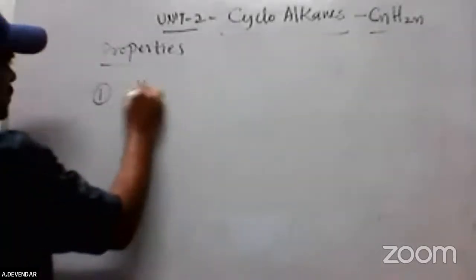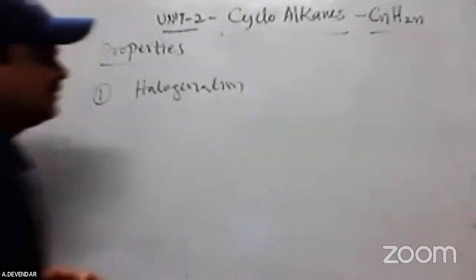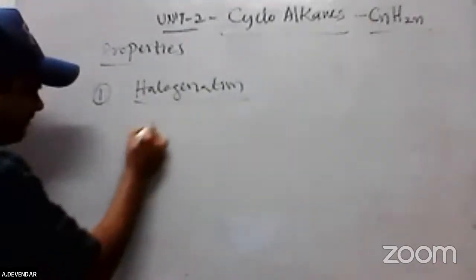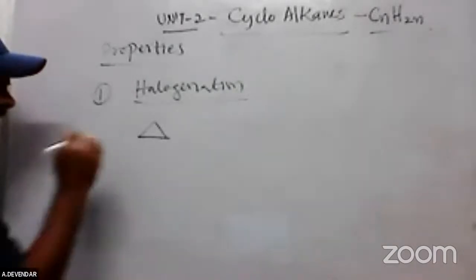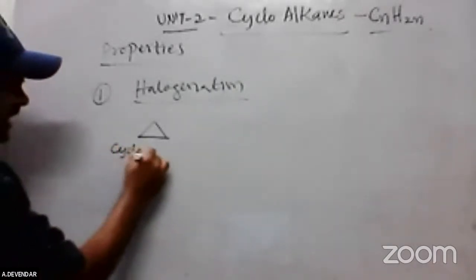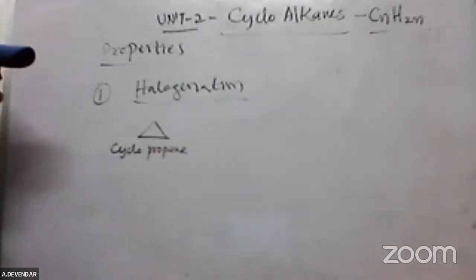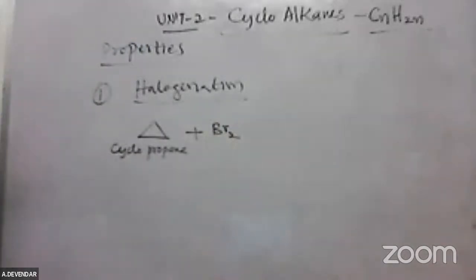First, halogenation. Halogenation means adding of halogens. See, friends, I'm writing. What is this? Triangle. Triangle is nothing but what I told, cyclopropane. I don't want to write all the carbon and hydrogen atoms always. This cyclopropane is reacted with the bromine.